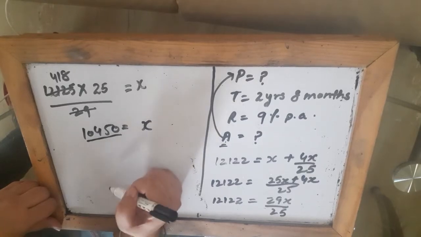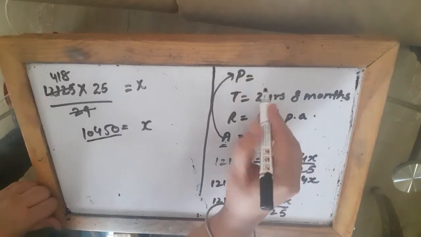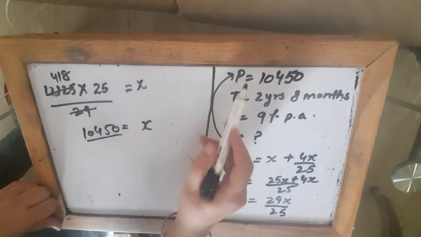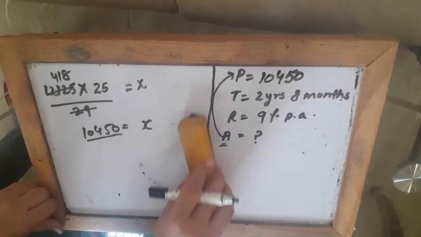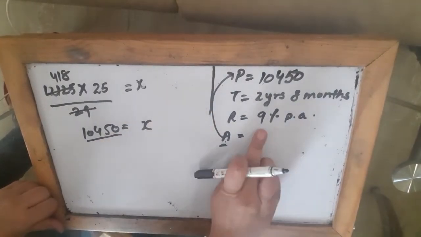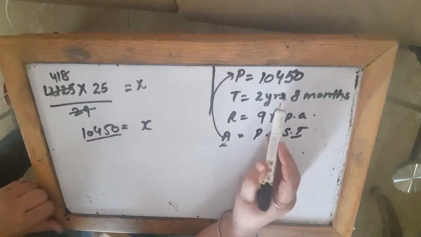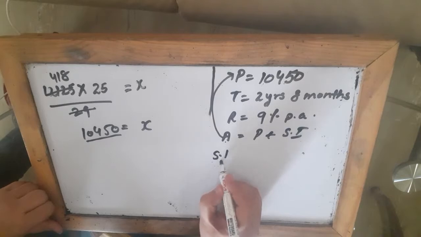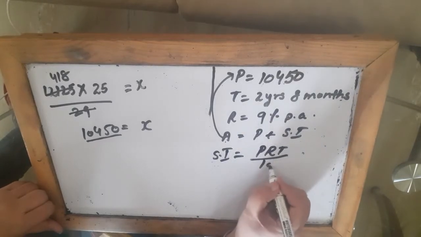Now what was x? x was the sum of money I had kept, the principal. It means the principal is 10450. Now I have found the principal, and they are asking you to find the amount. Now how can I find the amount? What is the formula for amount? Principal plus simple interest. So principal I already have found. Now simple interest I can find out by using the formula of simple interest, because I know everything.